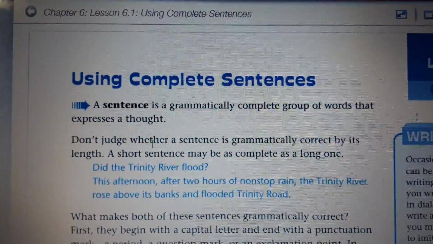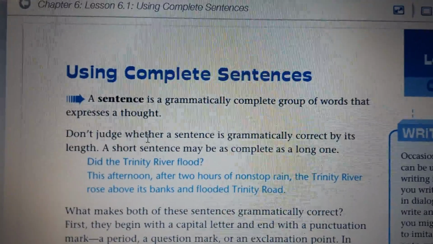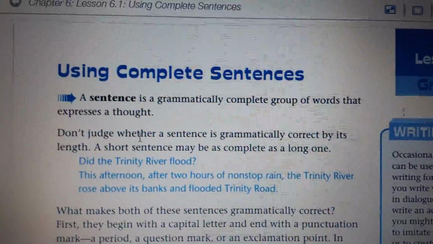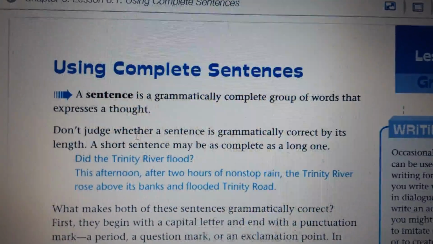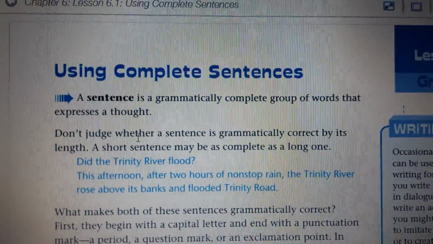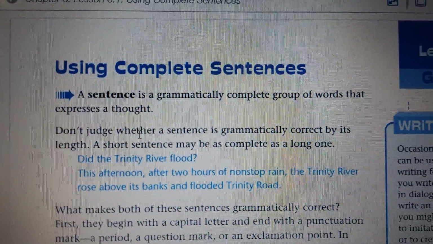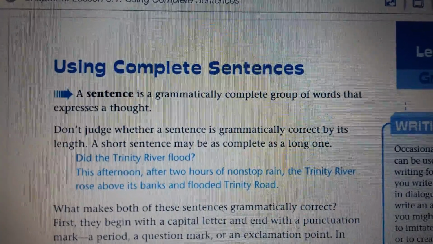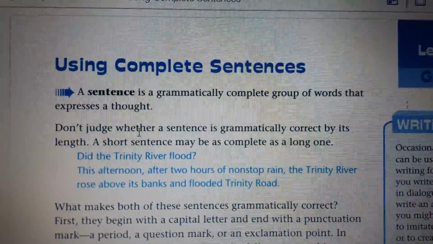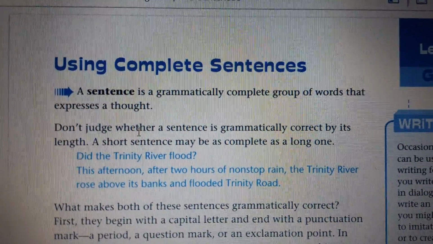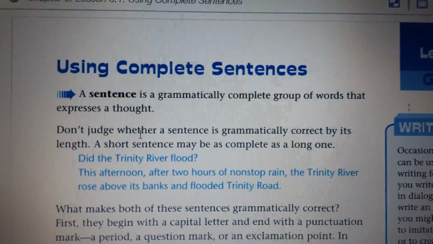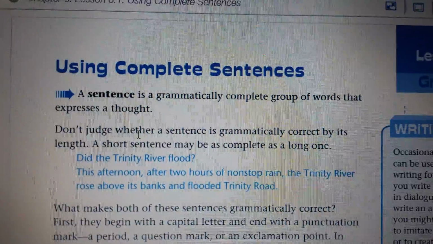First, what is the meaning of a sentence? A sentence is a grammatically complete group of words that expresses a thought. Okay, so this is what we mean by a sentence. And here, do not judge whether a sentence is grammatically correct by its length. Okay, a short sentence may be as complete a sentence as a long one.